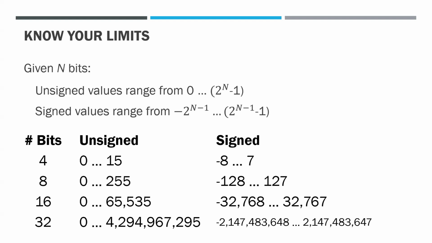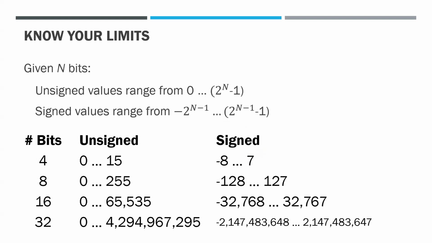And so you can make a little table for some of the common values. 4 bits, which we've been talking about, range from 0 to 15 unsigned, that's 2 to the 4th minus 1. But signed, they range from negative 2 to the third, which is negative 8, all the way up to positive 2 to the third minus 1, which is 7. So that is the range we saw in the previous slide of possible signed values.